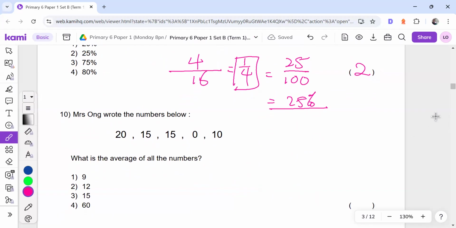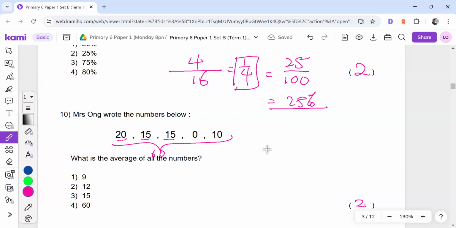Average. What's the answer for average? The answer is number 2. To find the average, you must know the total before you can find the average. So what's the total of all the numbers? You add all the numbers, 20 plus 15 plus 15. That'll be how many? 50, right? Do your working, never do mental sum. Then you plus 10. Total is 60.